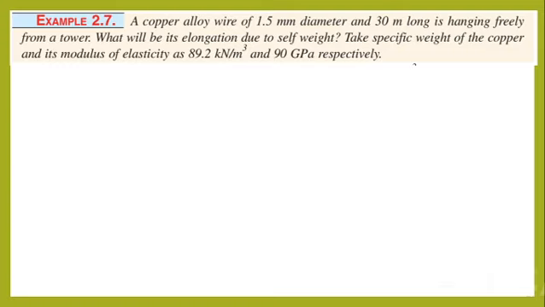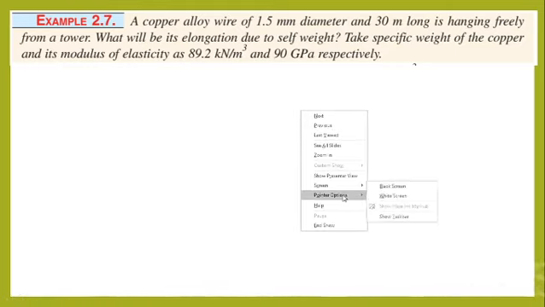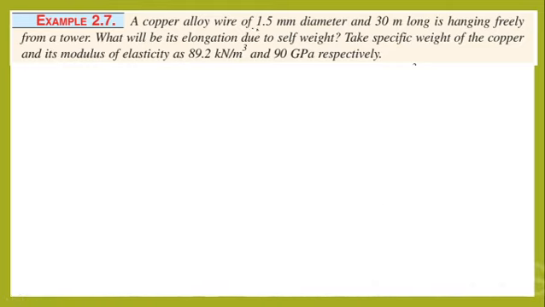Here is our first question in connection with the elongation of a bar due to its own weight. A copper alloy wire of 1.5 mm diameter and 30 meters long is hanging freely from a tower. What will be its elongation due to its self weight? So we will be using WL by 2AE. Take the specific weight of copper as 89.2 kilonewton per meter cube, and the modulus of elasticity E as 90 gigapascal.